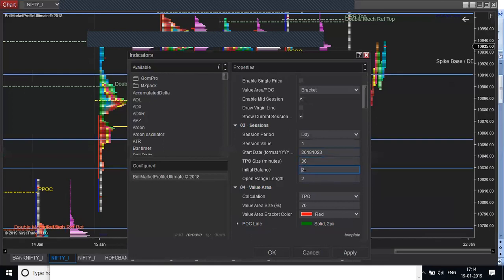Initial balance: the first 2 periods, letter A and B, will be considered as the initial balance. Open range length: it will look into the first 10 minutes of trading activity.